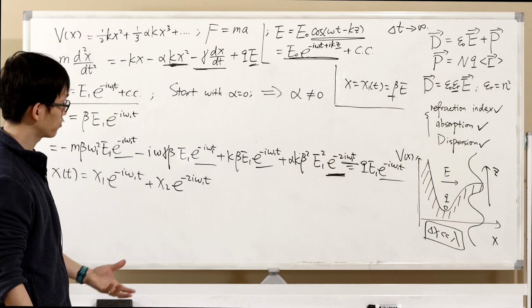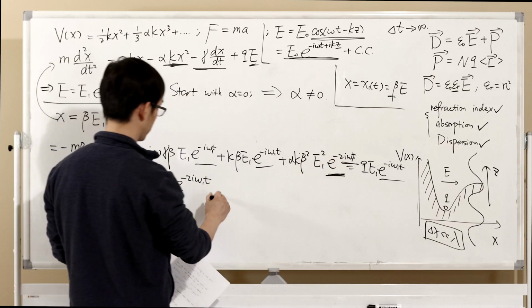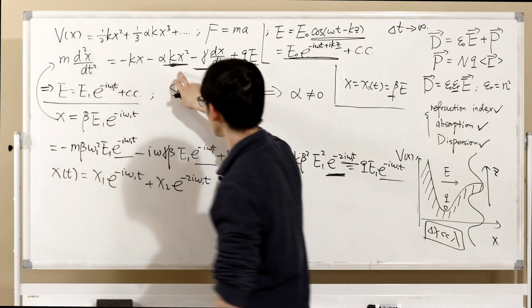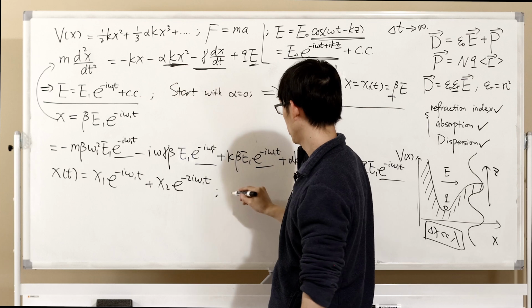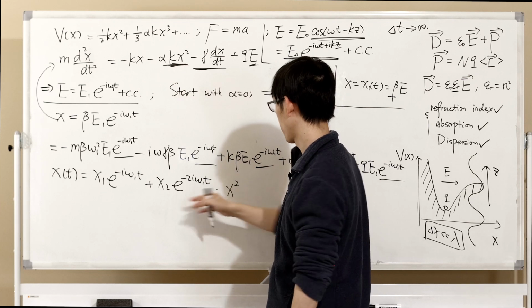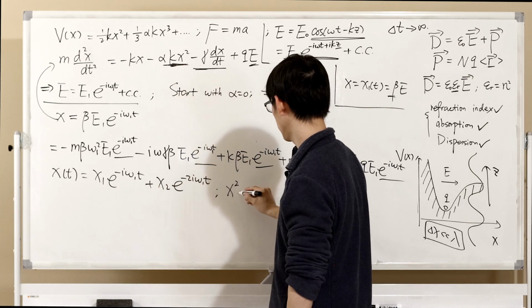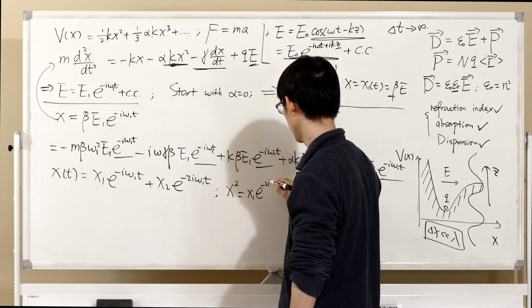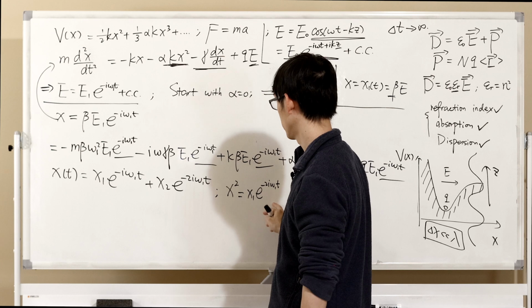But then you quickly realize this is not true at all. Eventually, when you have the x squared term here, when you do x squared of this, you will see that it will be x1 e to the minus 2I omega 1t.